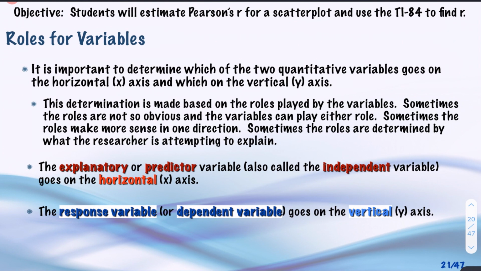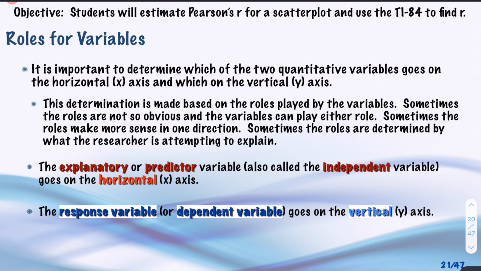It is important to determine which of the two quantitative variables goes on the horizontal axis and which one goes on the vertical axis. This determination is made based on the roles played by the variables. As you know, which one is the independent variable? Which one is the dependent variable? We've talked about that in many math classes previously. Sometimes the roles are not so obvious, and the variables can play either role. Sometimes the roles make more sense in one direction.